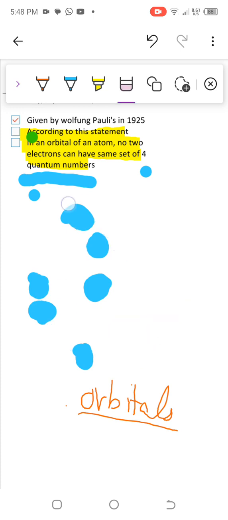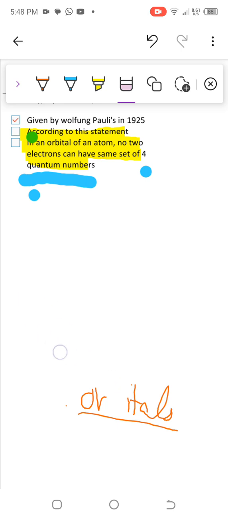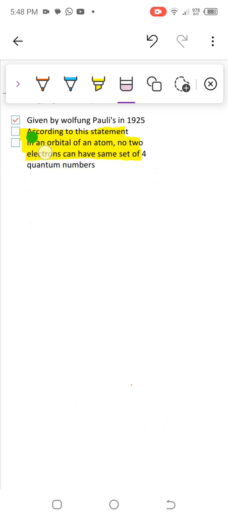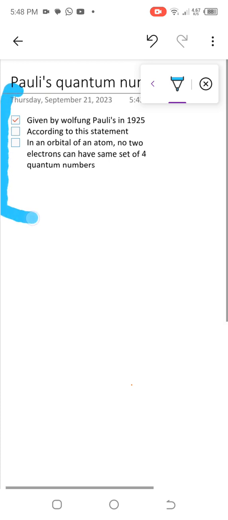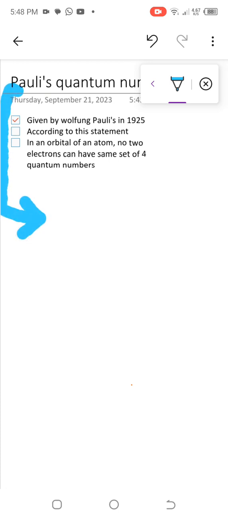Let me erase this. After that, why did he say this? He put forward a concept, and let me tell you the example. Before going through that, let me tell you what the Pauli quantum number tells us about. The Pauli quantum number tells us about the spinning of the electron, how the electron is spinning.